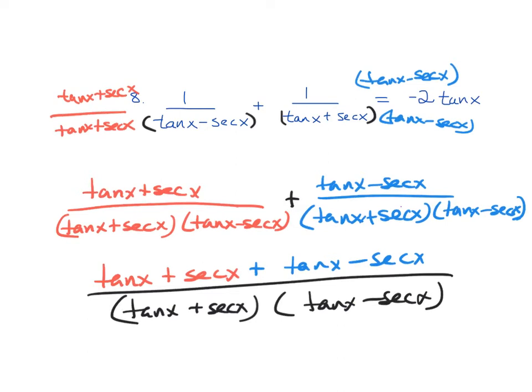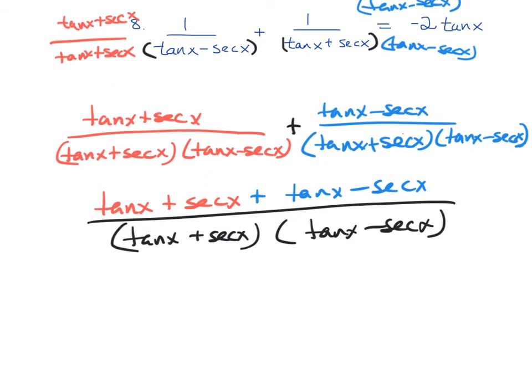Okay, so now, if you recognize the denominator, when I FOIL this, it's going to end up being multiplying something by its conjugate. So I'm going to combine my like terms in the numerator. Notice I have 1 tangent x plus 1 tangent x. So this will become 2 tangent x. But the secants, positive secant x minus secant x, that's gone.